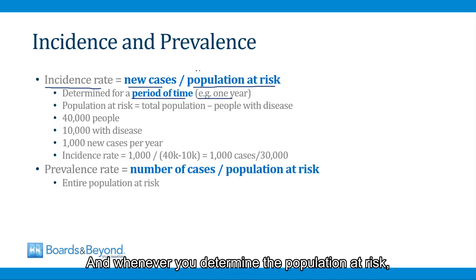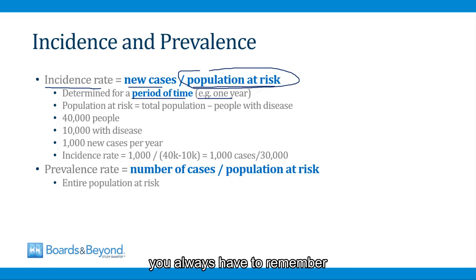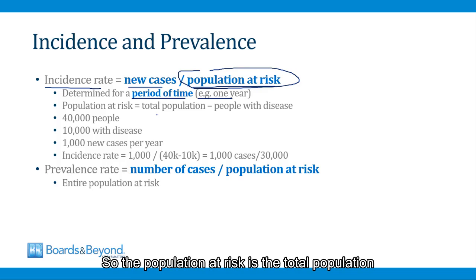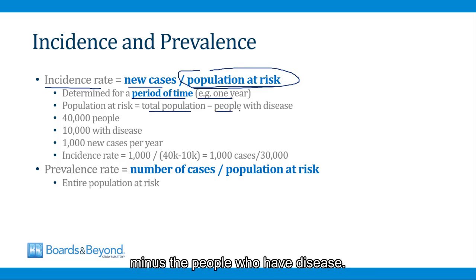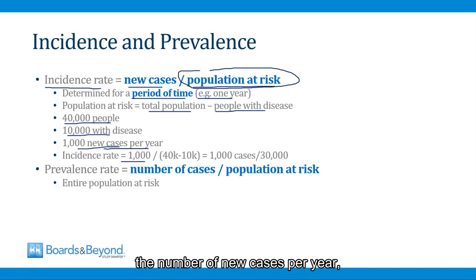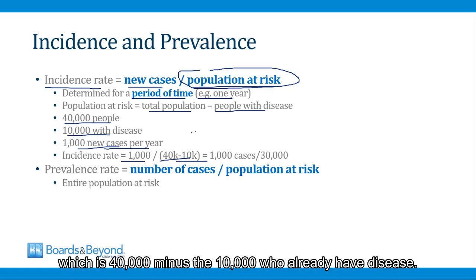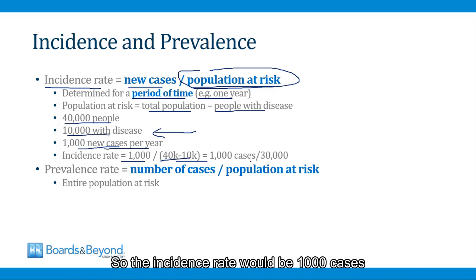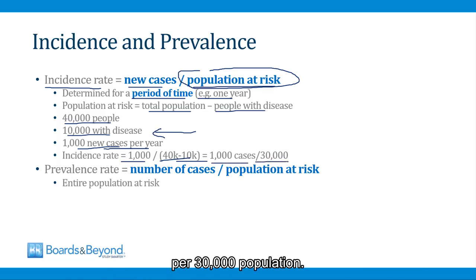And whenever you determine the population at risk, you always have to remember that patients who already have disease are not at risk of developing disease. So the population at risk is the total population minus the people who have disease. So for example, if there were 40,000 people that defined a certain population and 10,000 of those people had disease, and there were 1,000 new cases per year, the incidence rate would be 1,000, the number of new cases per year, divided by the population at risk, which is 40,000 minus the 10,000 who already have disease. So the incidence rate would be 1,000 cases per 30,000 population.